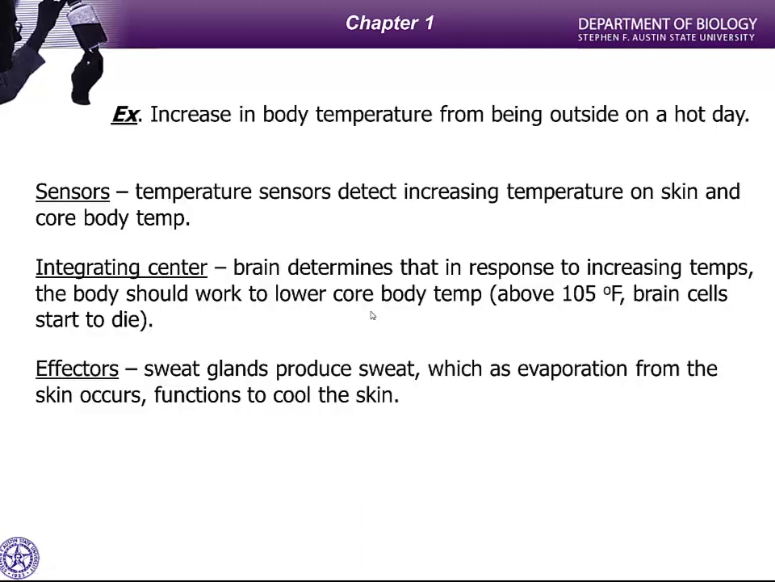So how's your body doing this? Well, partially, when we look at your body on a hot day as summer's approaching, our sensors in our body, our receptors, are going to detect that your body temperature is getting too high. And your brain is going to respond and say, you know what, we need to lower our body temperature. 105 degrees is when brain cells start to die. And so we like to maintain that 98.6 and the fluctuations around very narrow limits.